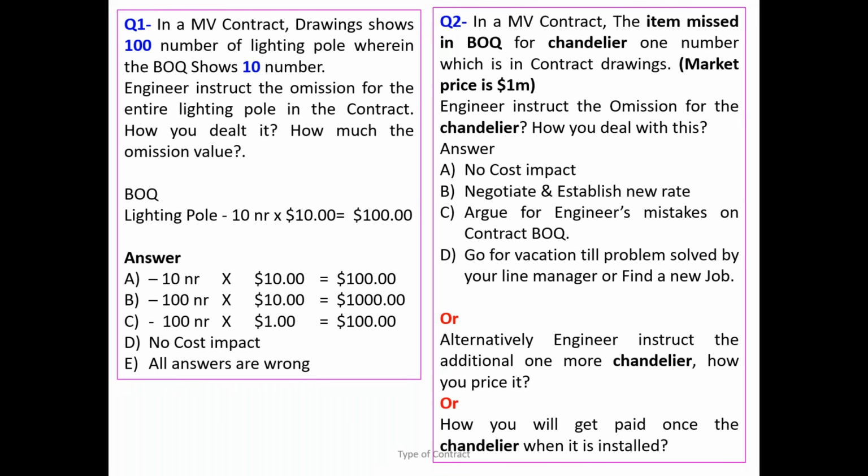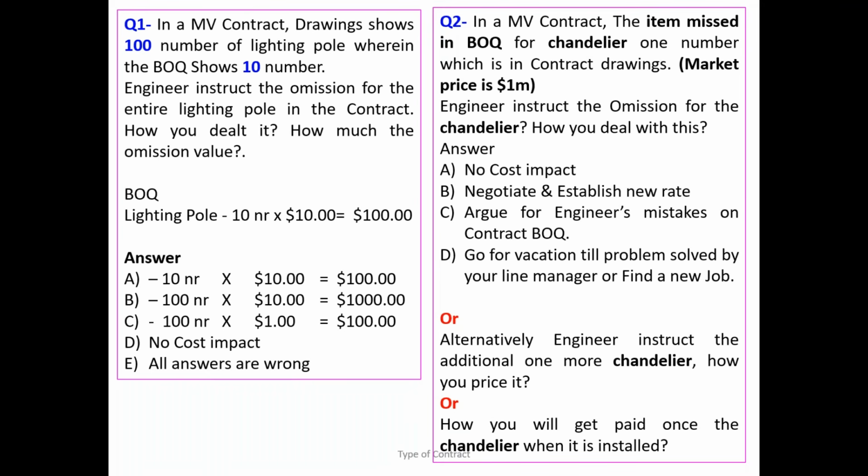Now, how will you get paid once a cantilever is installed? Say, for example, there's no rate, but you did the job and the rate is not there. So how are you going to get paid? Can you answer the last part?